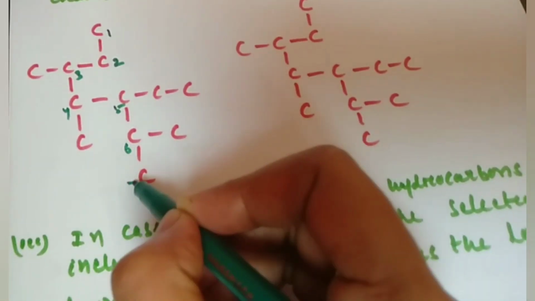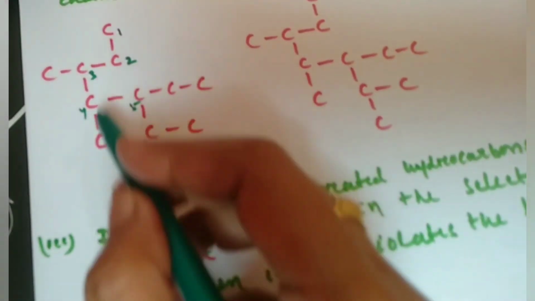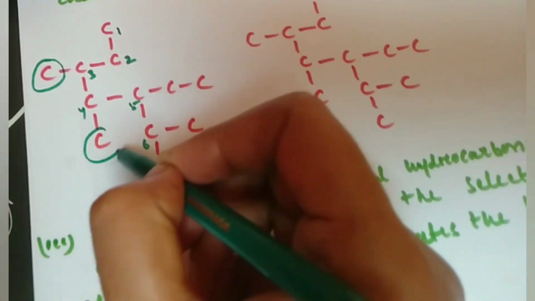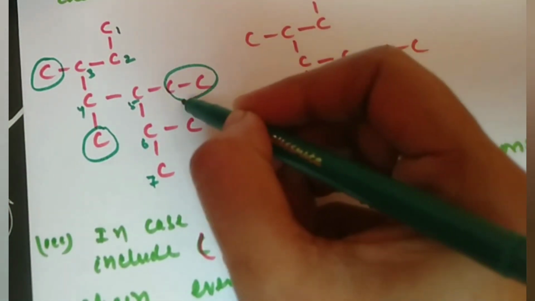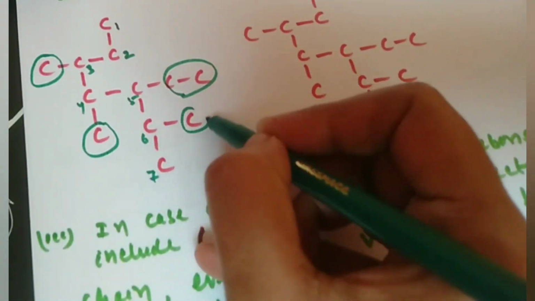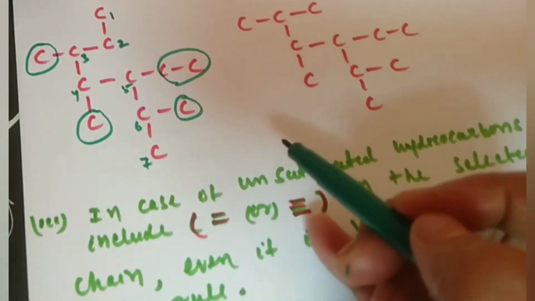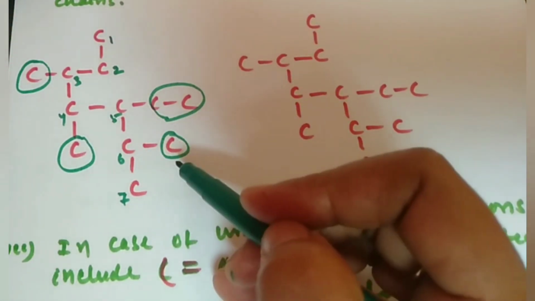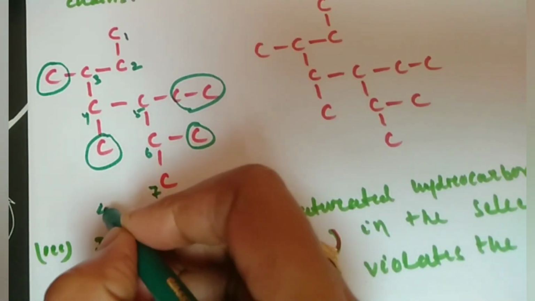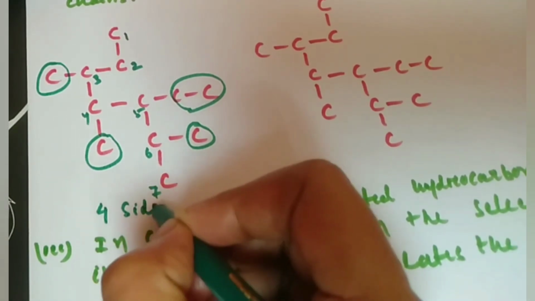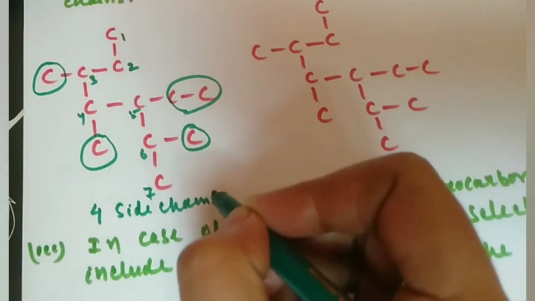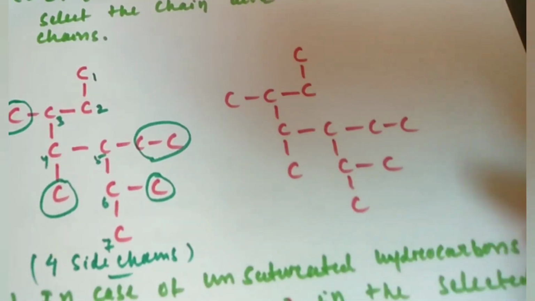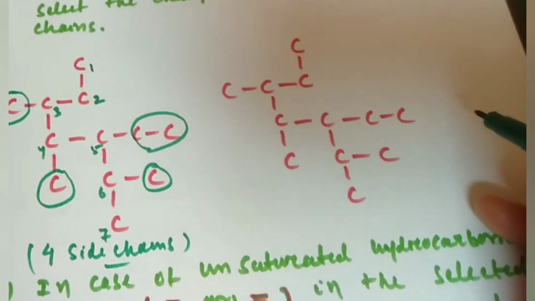Okay, so see here, if I proceed from this side, this is 1, 2, 3, 4, 5, 6, 7. Then in 3 position there is a substituent, in 4 position there is a substituent, in 5 position there is a substituent, and in 6 position there is a substituent. So in total how many side chains are there? 4 side chains. Okay, 4 side chains or 4 substituents are possible.